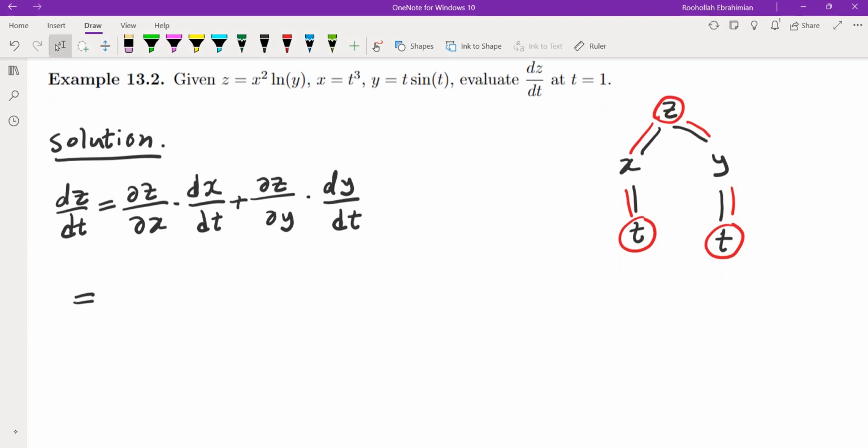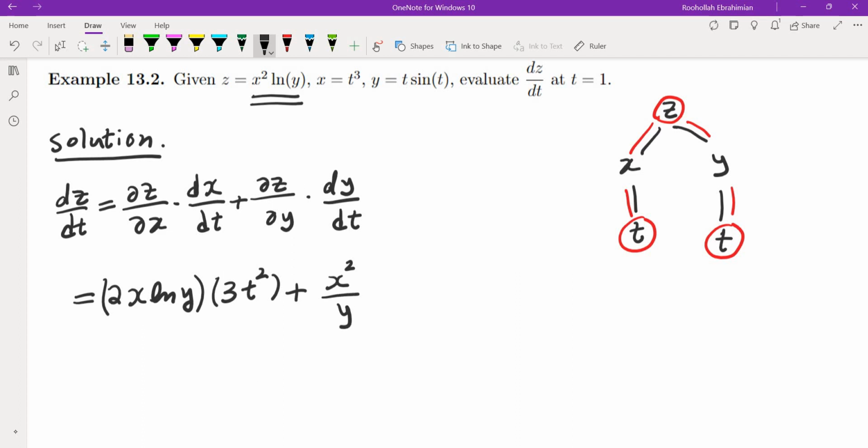Partial of z with respect to x, we have to take the derivative of this one with respect to x, but it's a partial, so this would be 2x natural log y. This is partial of z with respect to x times derivative of x with respect to t, so that would be 3t squared, plus partial of z with respect to y. x squared is constant, derivative of natural log is 1 over y, and then times derivative of y with respect to t. In order to evaluate derivative of y with respect to t, we will have to use the product rule.